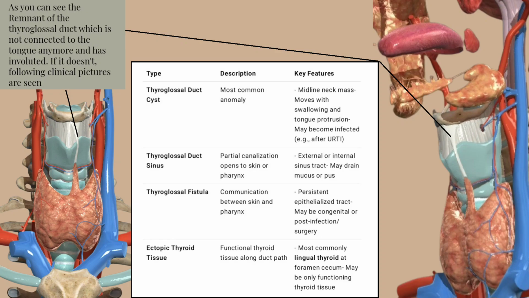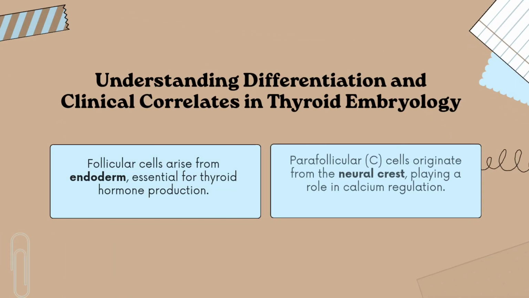Ectopic thyroid tissue, most commonly found at the base of the tongue, lingual thyroid, may be the only functioning thyroid tissue in some individuals, making diagnosis and management critical.